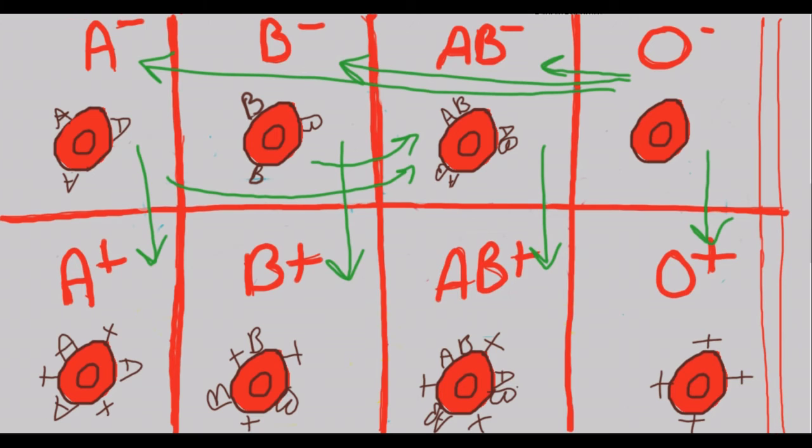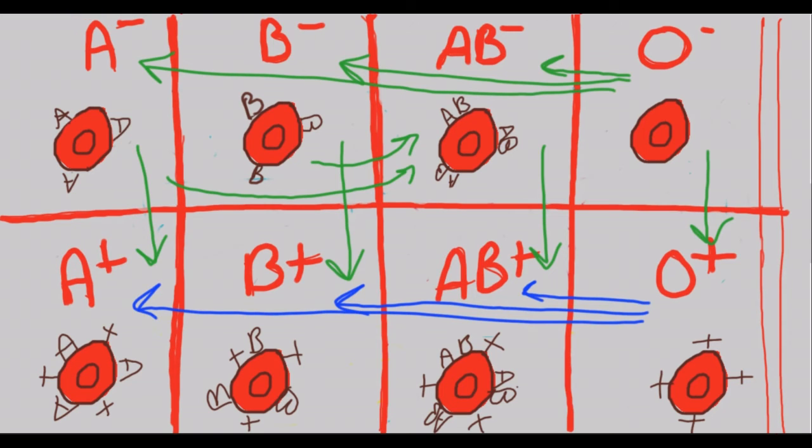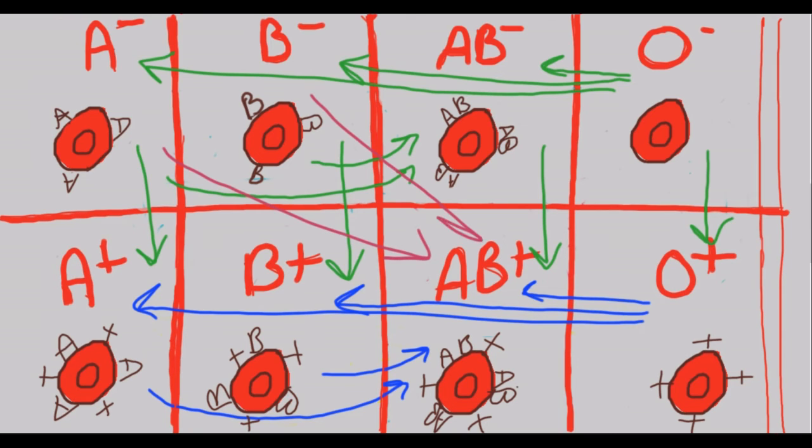And now our positive groups are going to have similar traits where the O positive can donate to the AB positive, it can donate to the B positive, and it can donate to the A positive. And the A positive can donate to the AB positive, and the B positive can donate to the AB positive. But also, the A negative can donate to the AB positive, and the B negative can donate to the AB positive. So, in an emergency, this AB positive guy has kind of won the lottery because he can get blood from anyone.